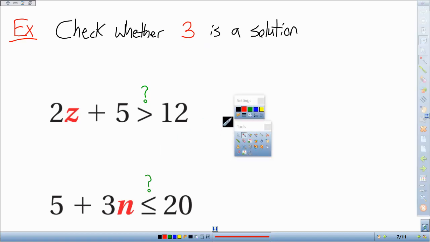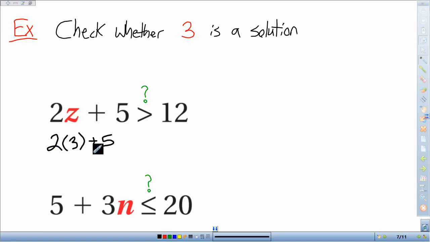Okay, so let's plug in 3 for the variables here. So I've got 2 times z, which again, we're plugging in 3 here, plus 5. Okay, and we got that symbol, 12. Okay, and I'm going to keep the question mark.